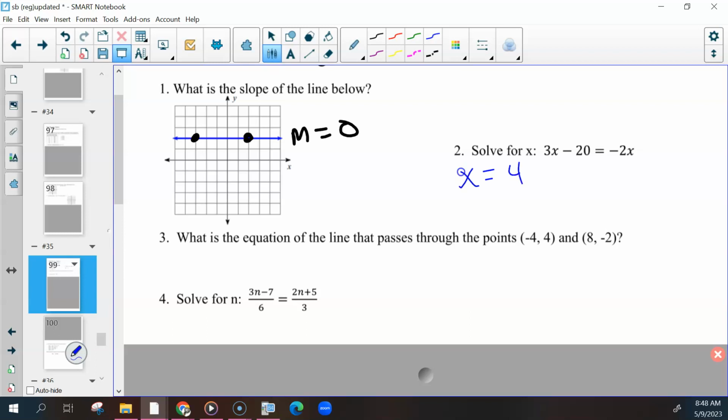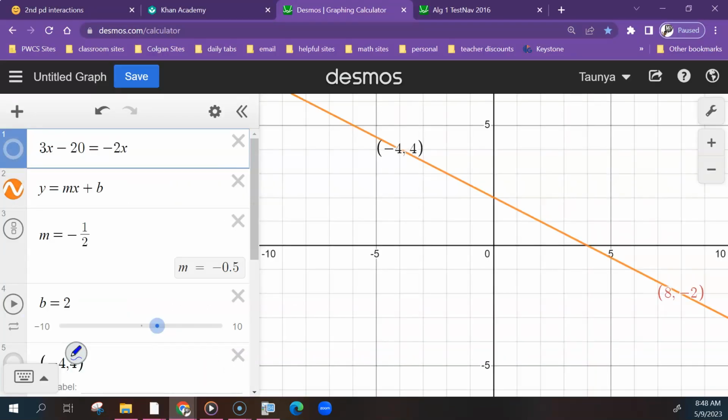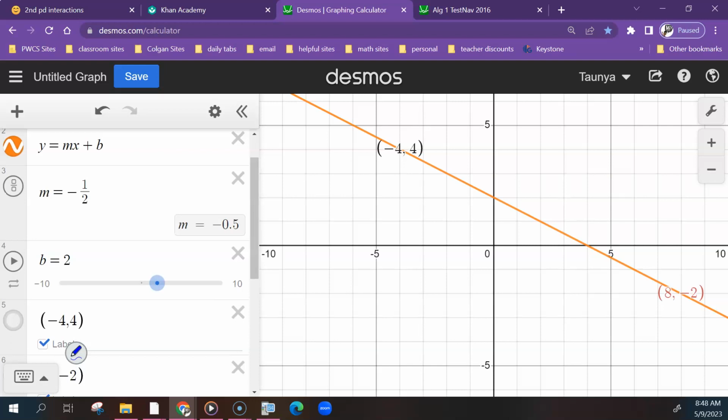3, even though it doesn't say anything about perpendicular or parallel, it's still a line, so you can still use your y equals mx plus b. So for this one, you would put in your y equals mx plus b. I'll change this in a second. It's going to ask for sliders, add those in, it'll put these at 1 and 1. Put in your points.